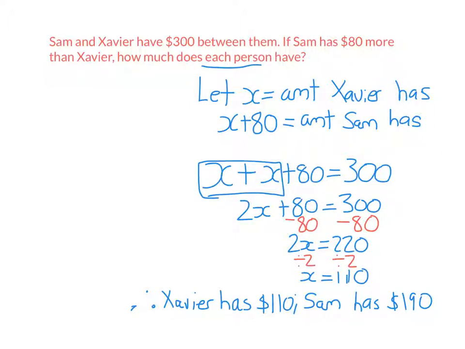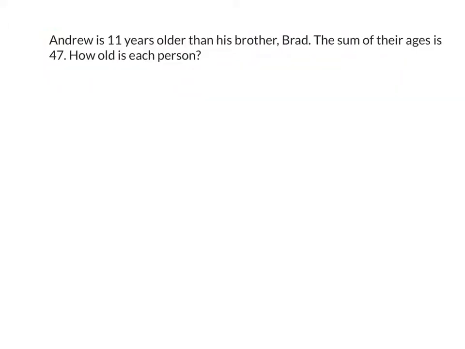So we're just going to do one more example now where we're finding two quantities. So let's try this question. Andrew is 11 years older than his brother Brad. The sum of their ages is 47. How old is each person? So this is very similar to the previous question. We're just sort of replacing money with ages.